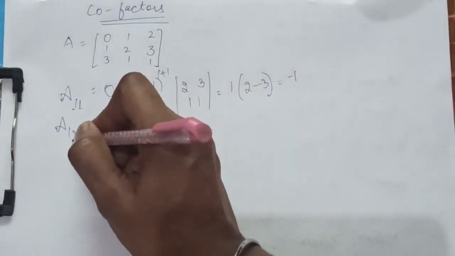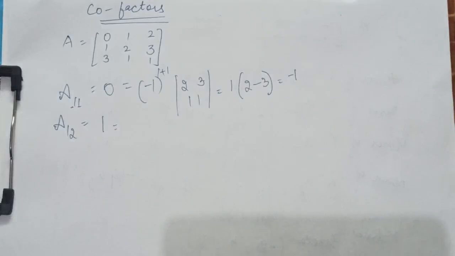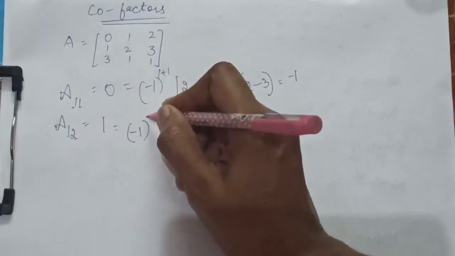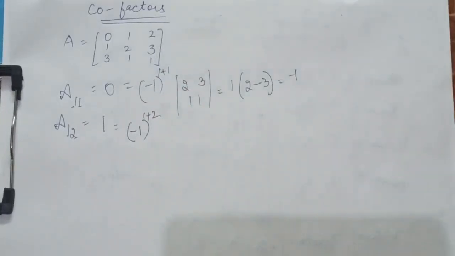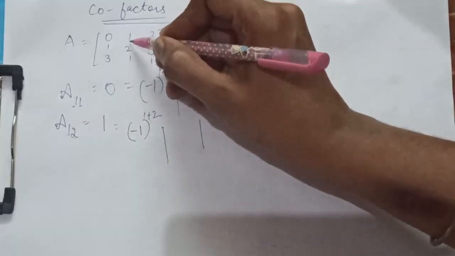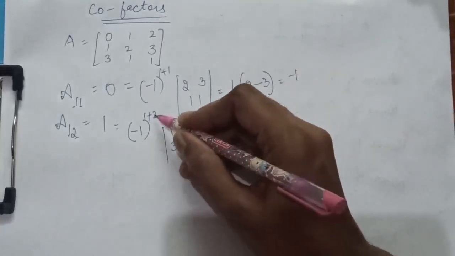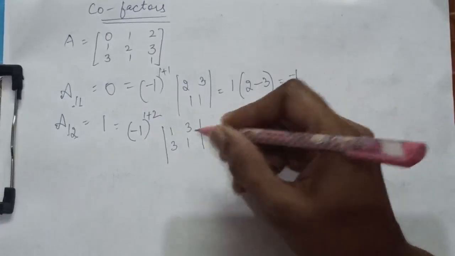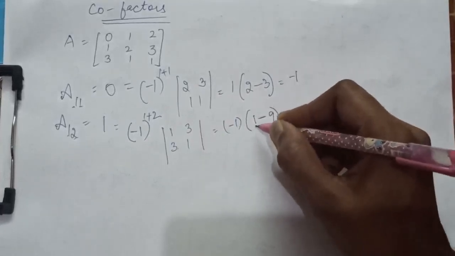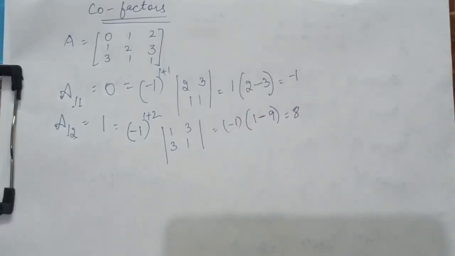Coming to the second, A12. Now we are calculating the cofactor for the second element, that is 1. How will we calculate it? -1, same, and the power will be this plus this. It means 1 plus 2. Earlier it was 1, 1, so 1 plus 1. Now it will be 1 plus 2. So for this we will delete this column, delete this row. We will be left with 1, 3, 3 and 1. Now -1 raised to power 3 will be -1. 1 into 1 is 1, 3 into 3 will be 9, and we will put a minus sign in between. So this comes out to be -8 into -1, so it will be +8.